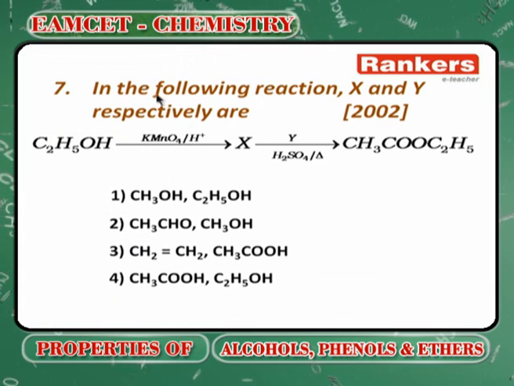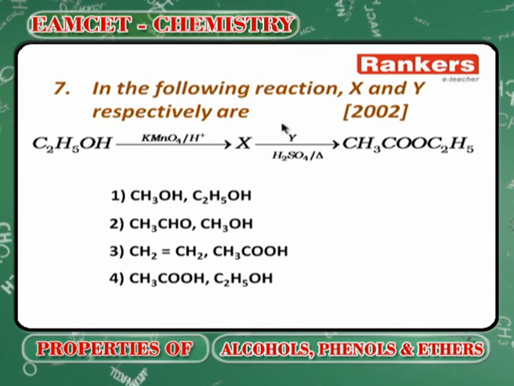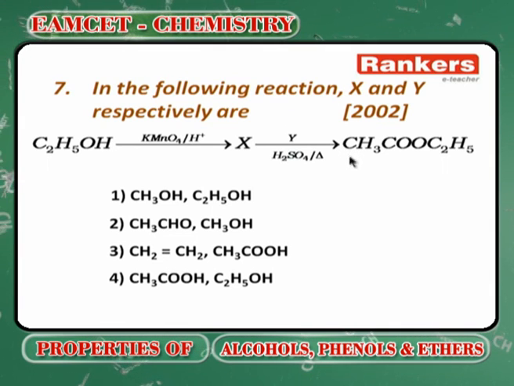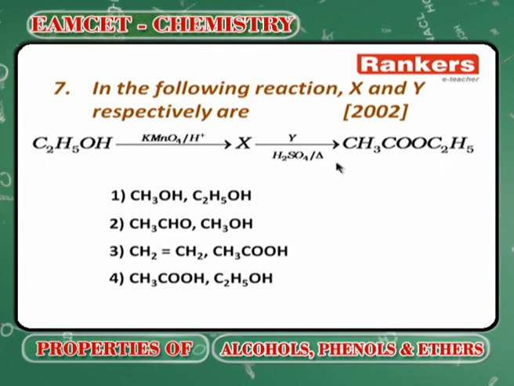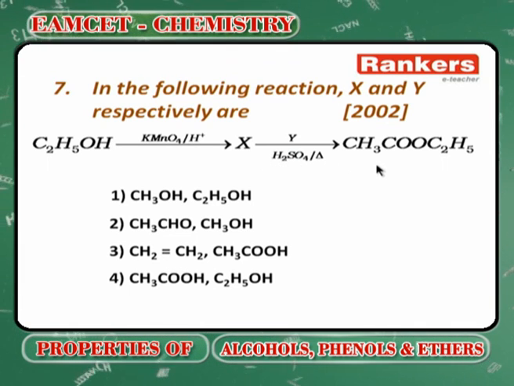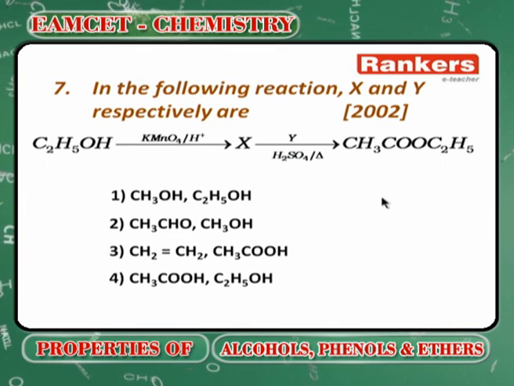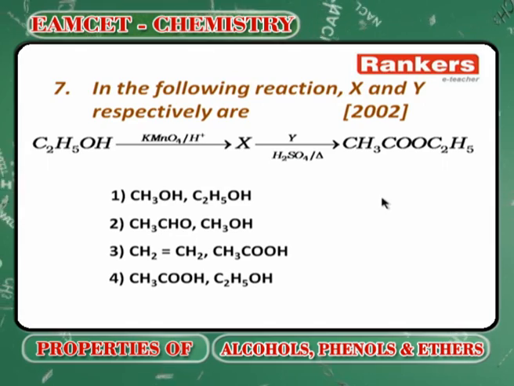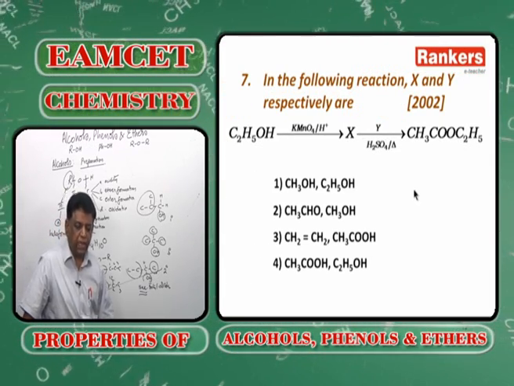7th question. In the following reaction, X and Y respectively are. So, ethyl alcohol with permanganate gives a carboxylic acid. X is a carboxylic acid, because it's a strong oxidizing medium. If copper at 300 is taken, you would get an aldehyde. So, the acid is treated with Y so that ester is formed. So, acid with Y means Y must be ethyl alcohol. Therefore, X is acetic acid, Y is ethyl alcohol.